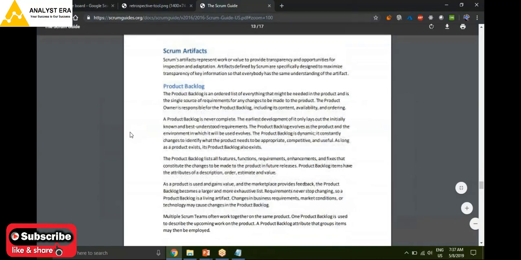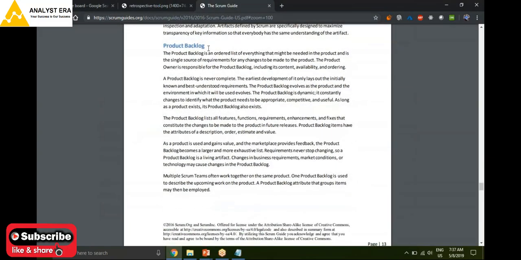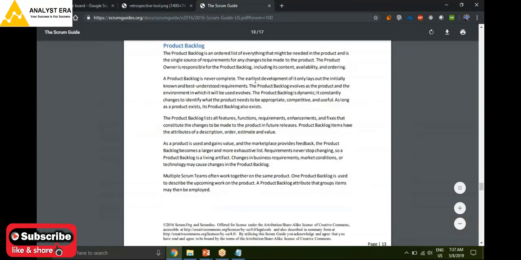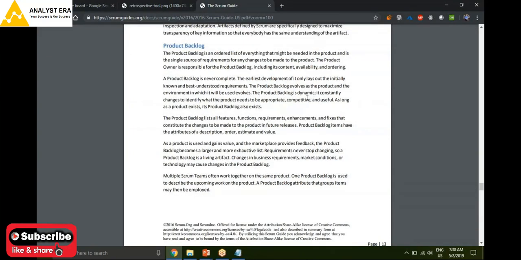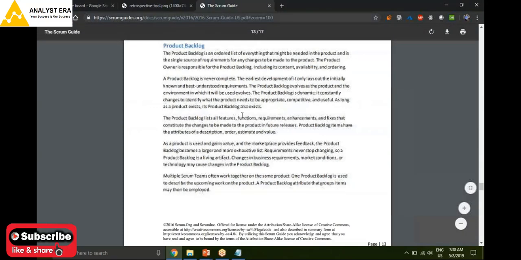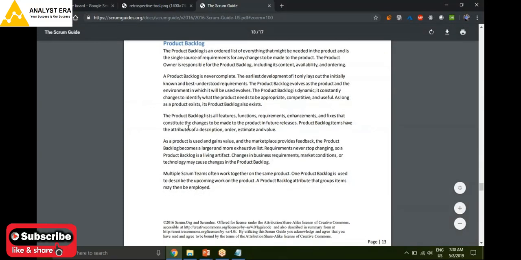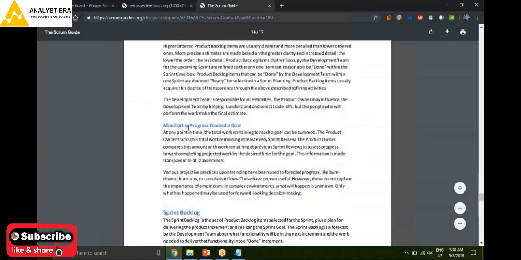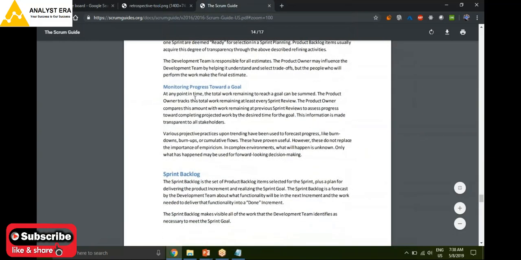Scrum artifacts, product backlog. We saw that. What is a product backlog? We created a backlog and saw how the PO would work on it. This gives you more detail on what the PO's product backlog is and what it should and should not have. All of that is given here inside the Scrum guide.